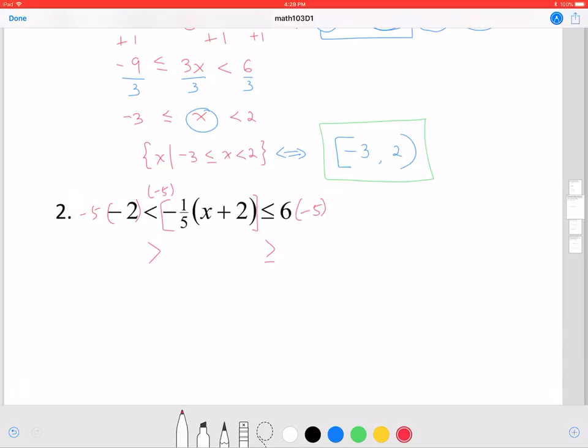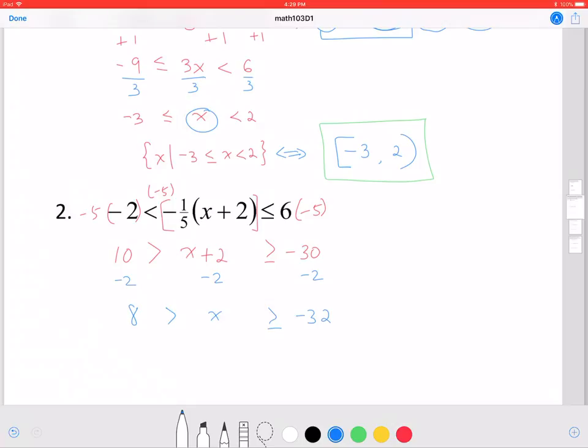-5 times -2 is +10. In the middle part, the fraction disappears, which should just have x plus 2, and the right-hand side should have -30. All we need to do is subtract 2 on all three sides. What we end up with is 8 is greater than x greater than or equal to negative 32.